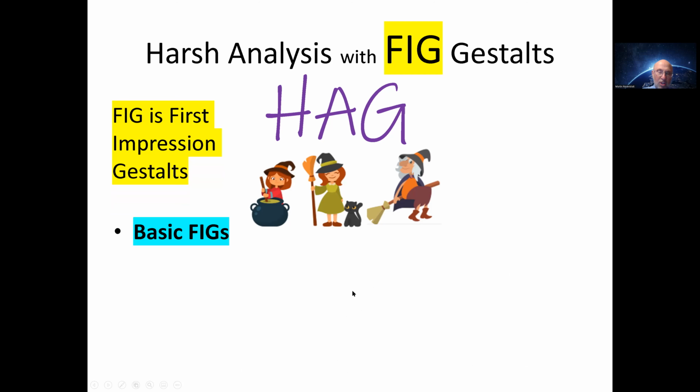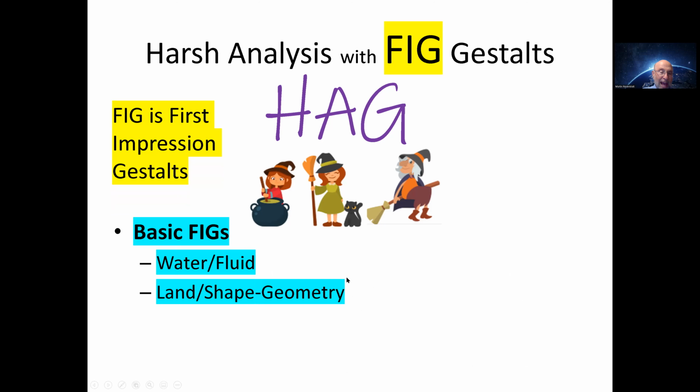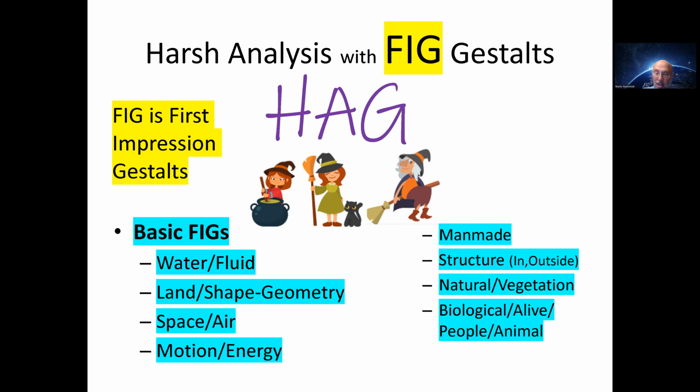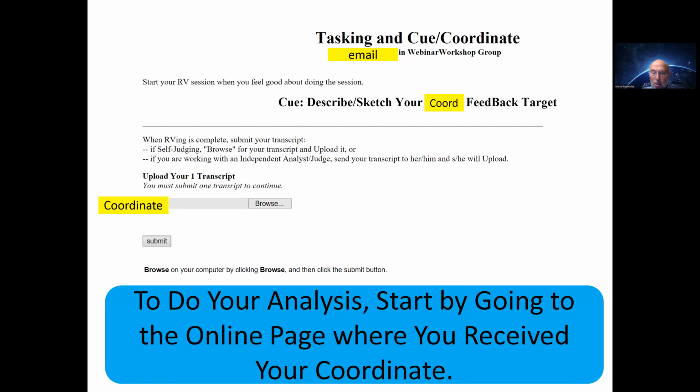Okay, now what are these first impression gestalts? Well, if you just flash something, and water was a major part of it, you would notice it. Land, shape is often important. Space, air, something is in the air. Man-made, a structure, a natural vegetation, biological, alive, people, animal, all those sorts of things, if they're a major part of the photo, some dominating color. And sometimes there are surprising things that turn out to dominate, and they can be HAGs too. The key is they're major features, and there's usually 2 or 3 of those.